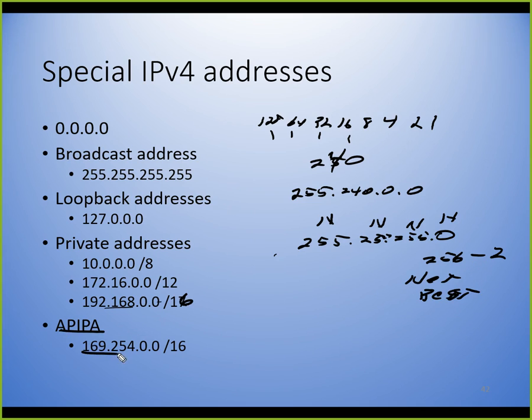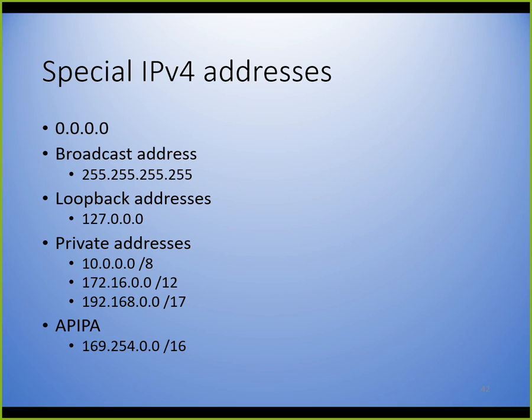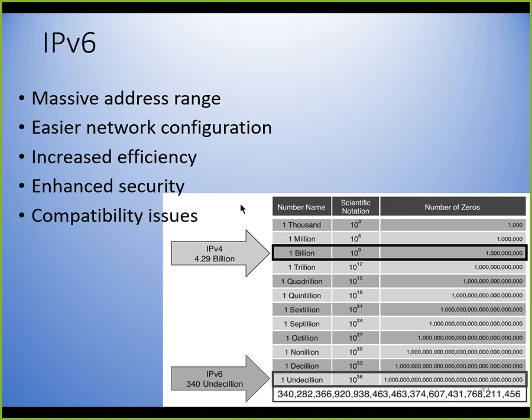APIPA addresses are bad. 169.254. If you get those addresses, that means that your computer tried to get an automatic address from the DHCP process. We're going to look at DHCP here in a second. And it couldn't find a server. So it gave itself an address that can't go anywhere. But it's got an address. It can actually talk to everybody else that's inside that broadcast domain with a 169 address, but that's it.